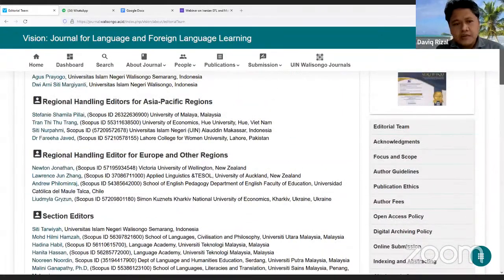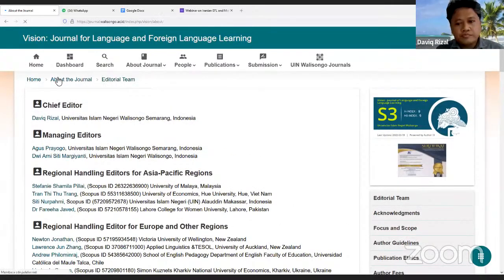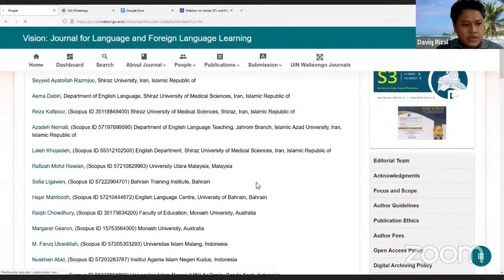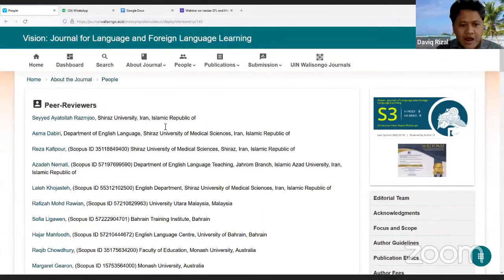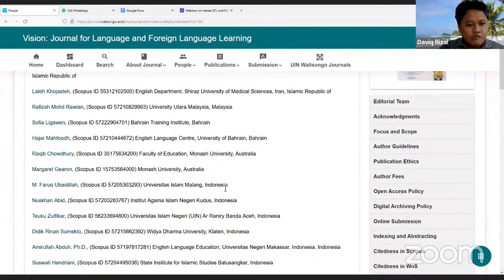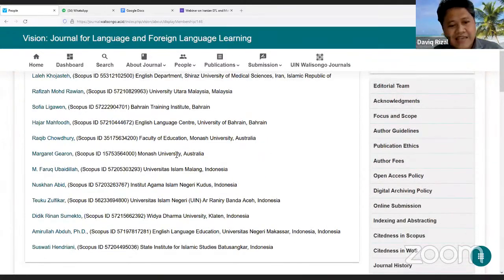And we have also reviewers. Our reviewers are from Iran, and from Malaysia, Ravizah Rowland, and from Australia, Market Karen, and from Indonesia, Professor Tengku Zulfikar from UIN Ar-Raniry Banda Aceh, and also other reviewers.